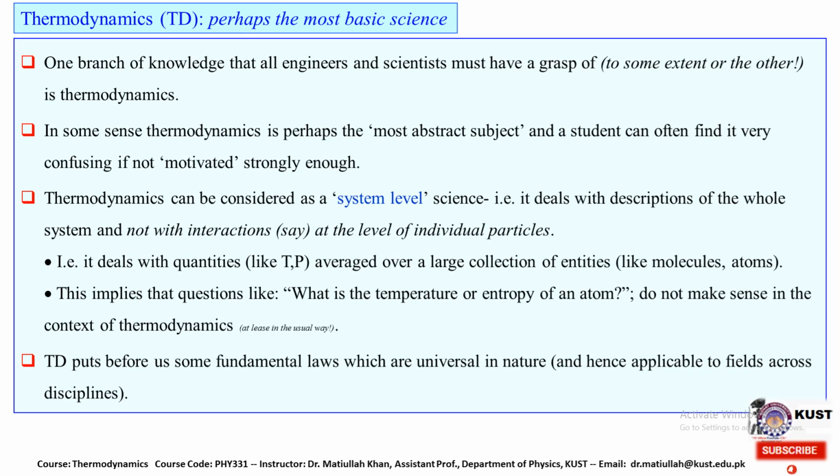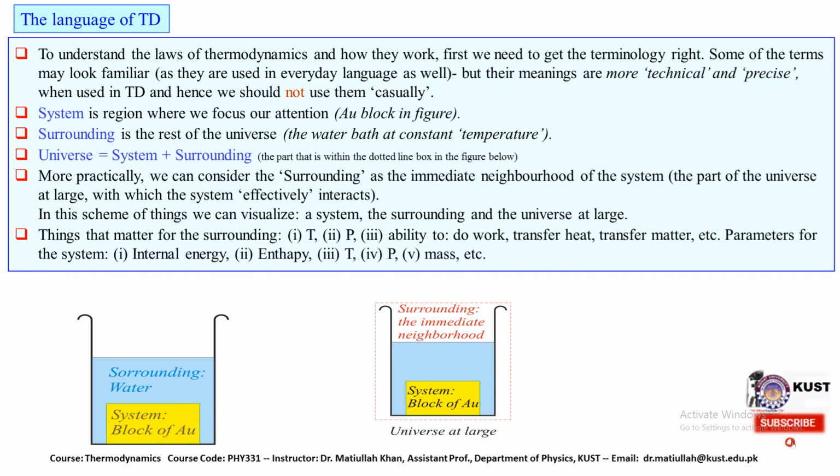Thermodynamics puts before us some fundamental laws which are universal in nature and which are important for us to deal with. The nomenclature of thermodynamics is a bit different. We need to know it, as there are several terms that are frequently used in this course, so we need to know the meaning of these terms. Some of the common terms are the system, surroundings, and the boundary.